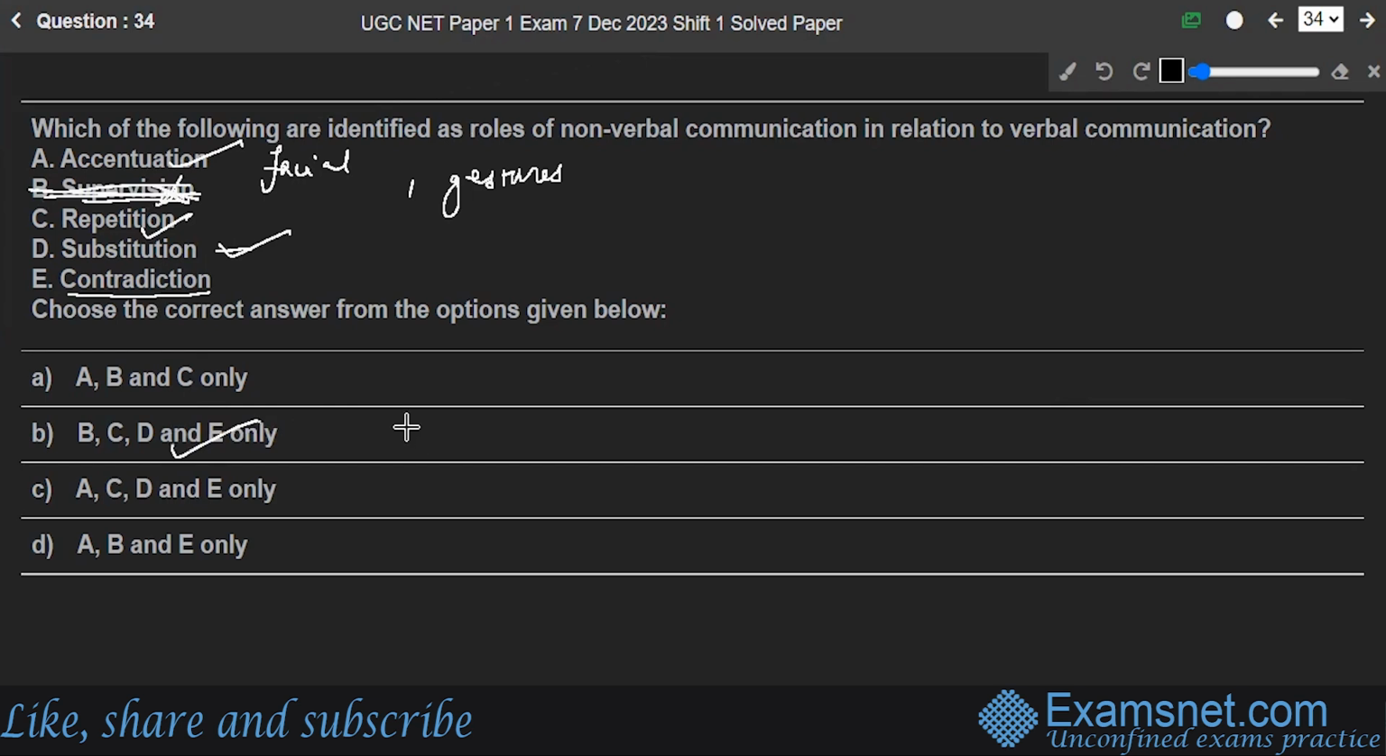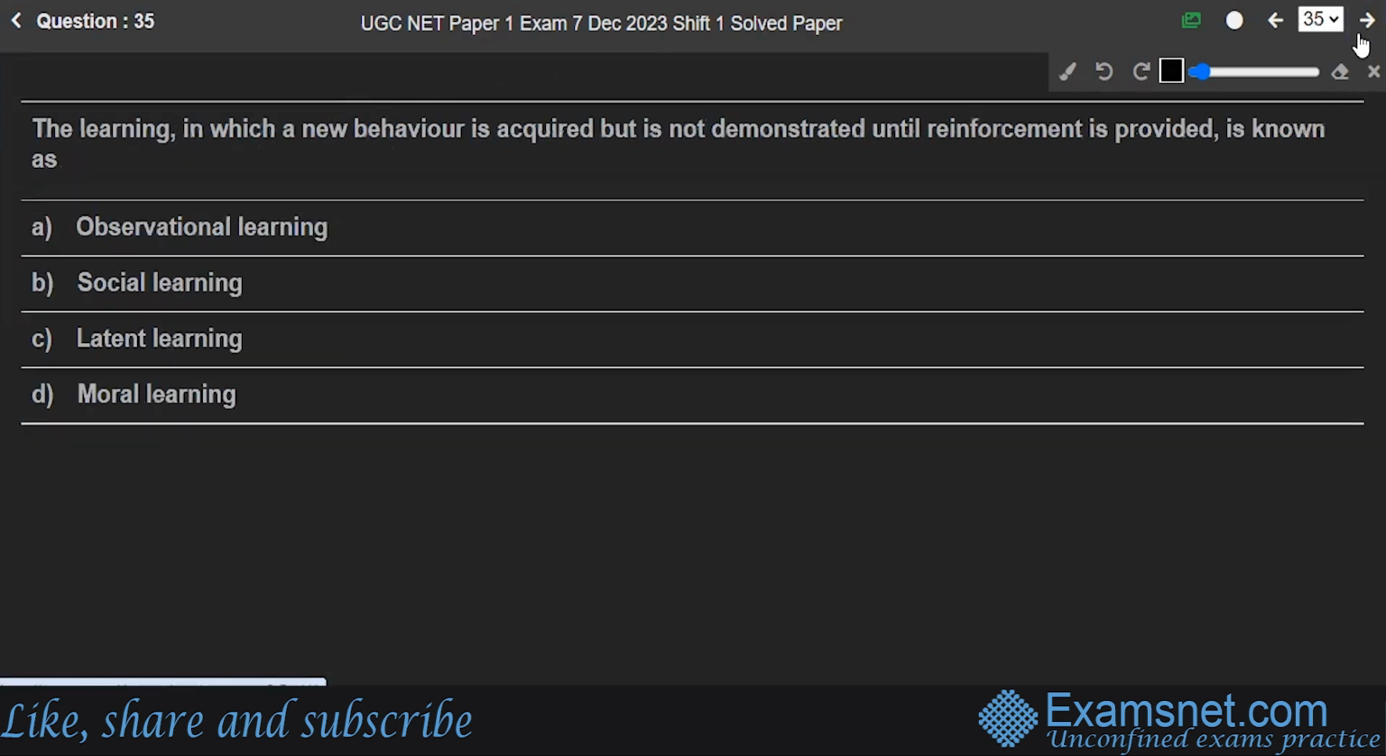A, C, D, E. You have option B as the right answer. A, C, sorry, not B. It is A, C, D, E. Option C, this is the right answer to the question. Hope you got that. Next is question number 35.